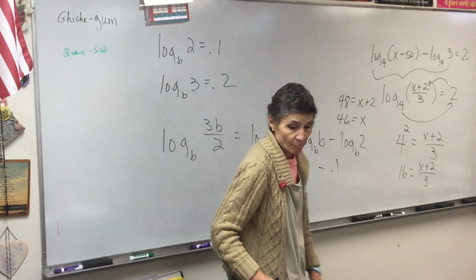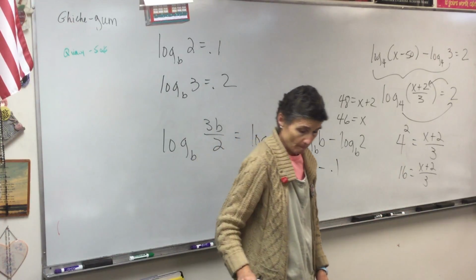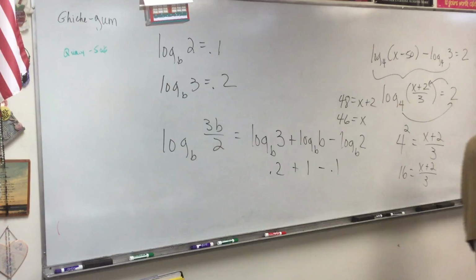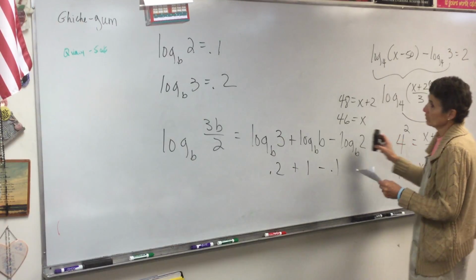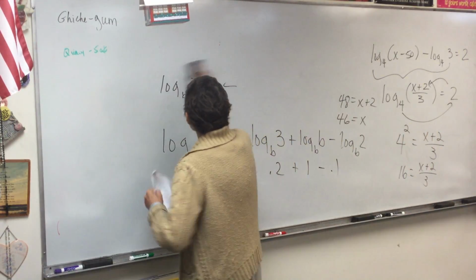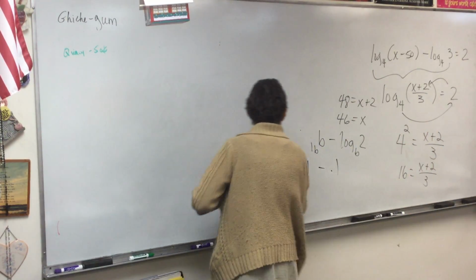3D on review sheet 1. Review sheet 1, 3D. It says solve. Now that one is circled. That's a calculator problem. You're going to need a calculator to do this one.